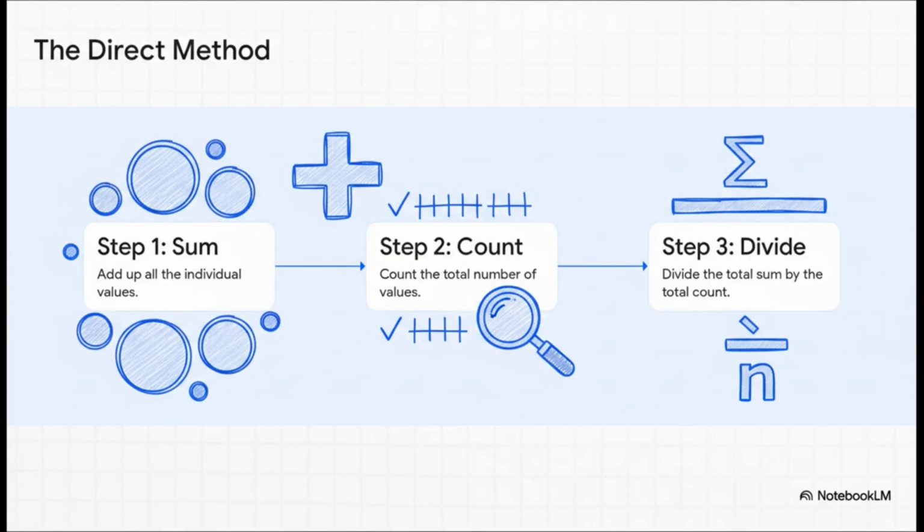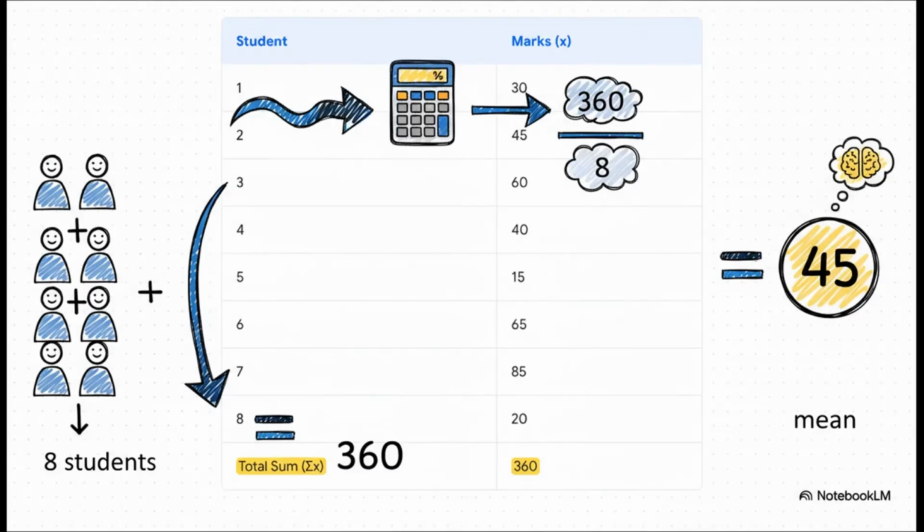And calculating it using what's called the direct method is as easy as 1, 2, 3. Seriously. Step 1, add up every single value. Step 2, count how many values there are. And step 3, divide the total sum by the total count. Done. So let's try this with a real example.